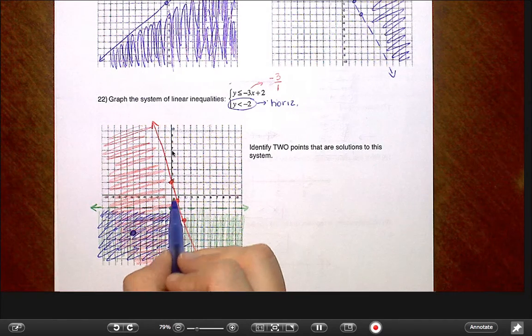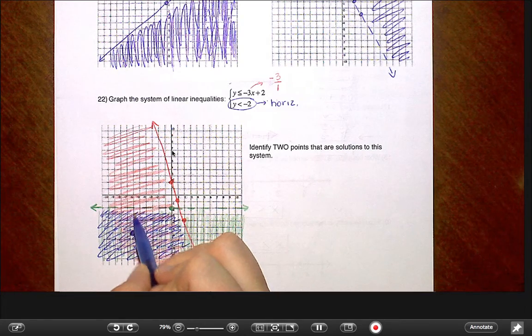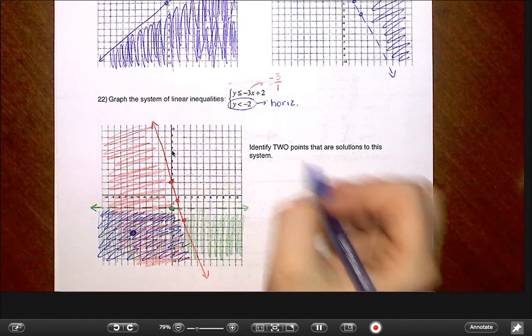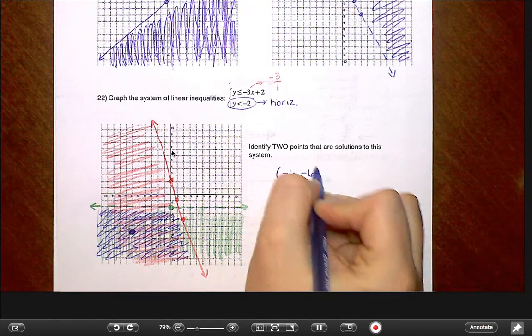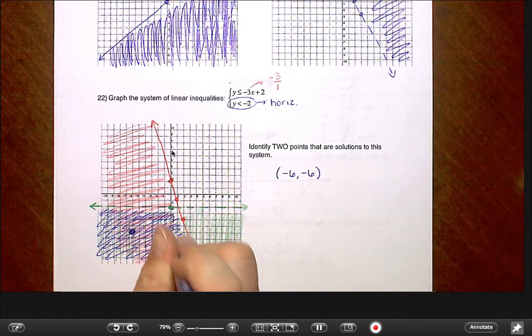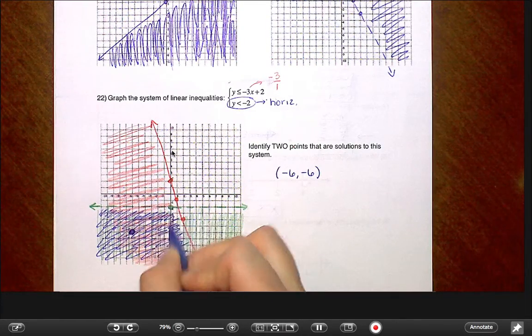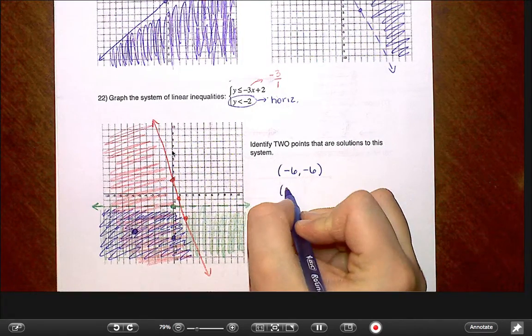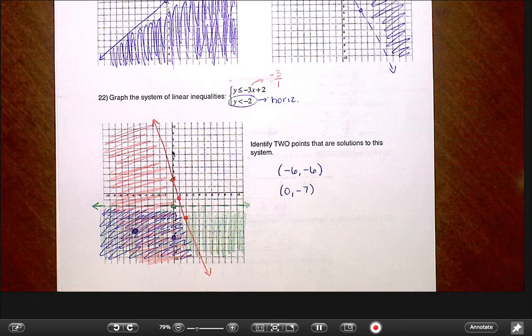Find those coordinates. So that would be at -6, comma, -6. Wow, that was a convenient choice. -6, -6. I could choose something over here even. That looks like 0, -7. Really, anywhere that's in that double shaded area that we sort of darkened in would be correct.